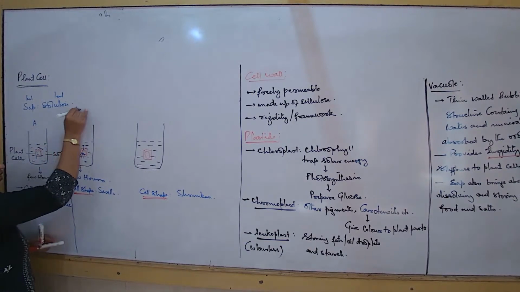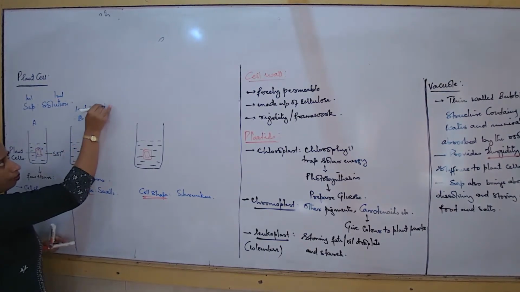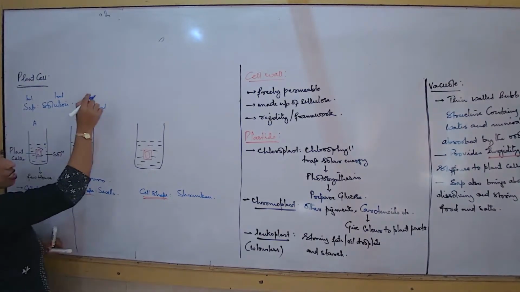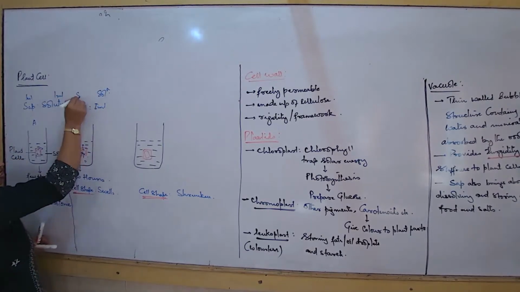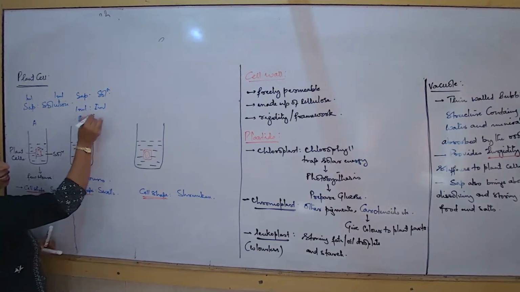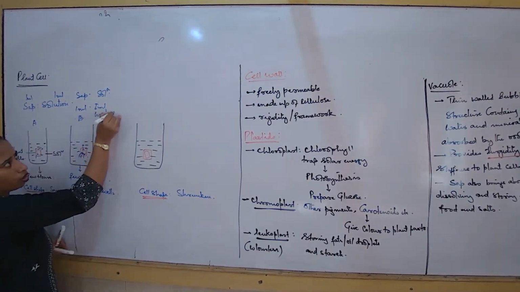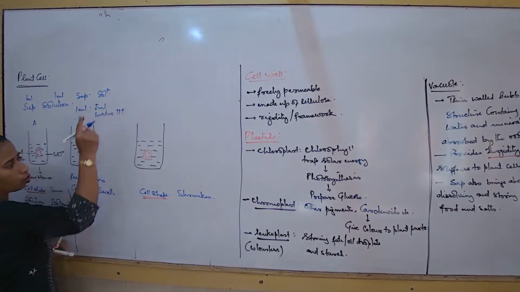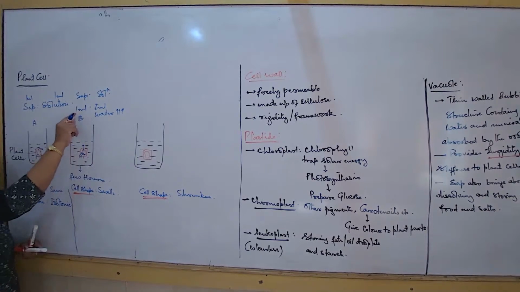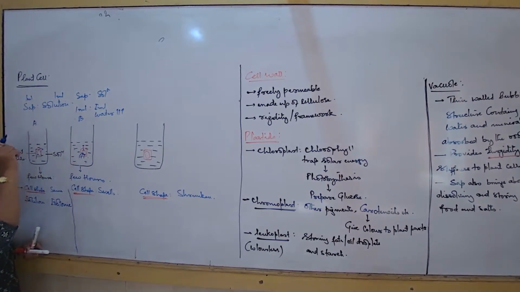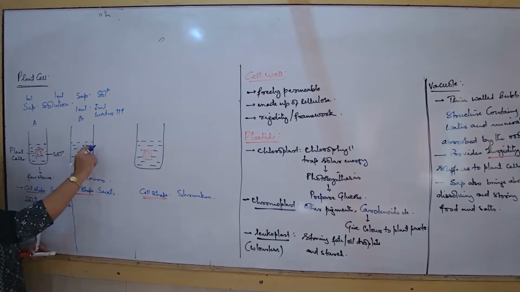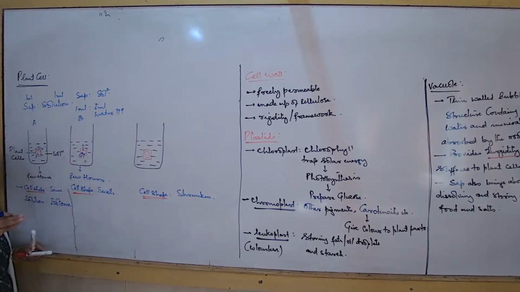When again I compare 1 ml to 1 ml, 1 ml of sap, 1 ml of solution. This is the solution I'm saying, and this is the sap. In this 1 ml of solution, water is more. Since water is more here, in this sap water is less. In this 1 ml, water is less, solute is more. And in this 1 ml, water is more and solute is less.